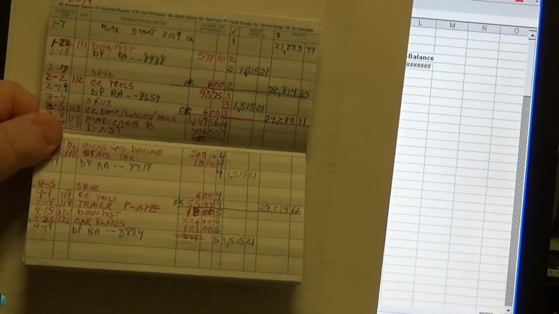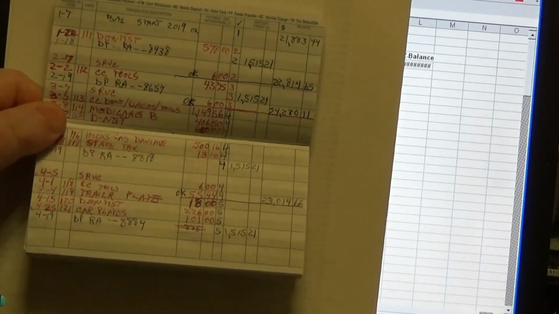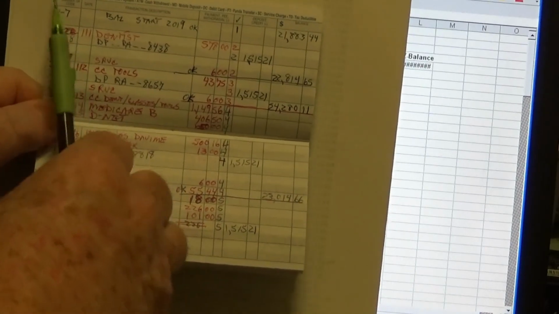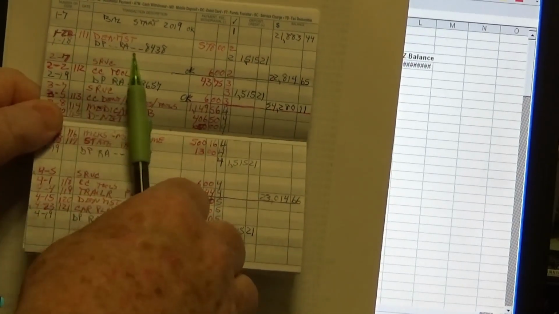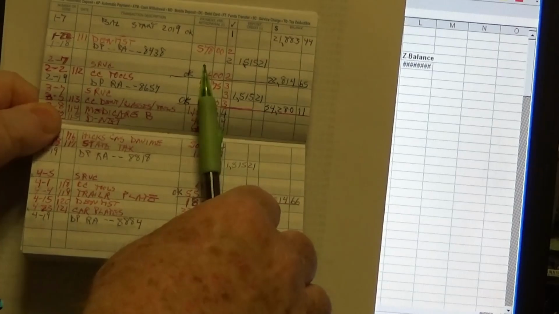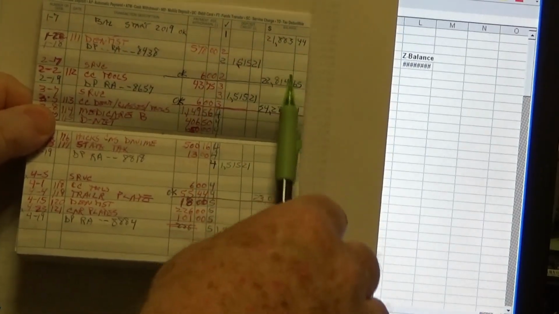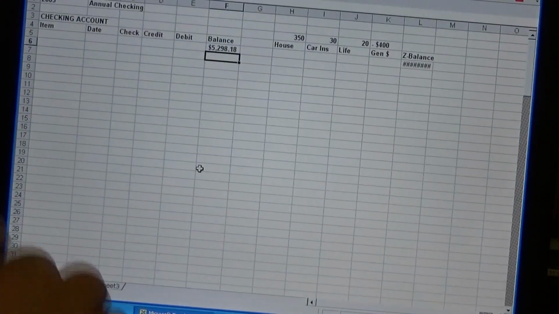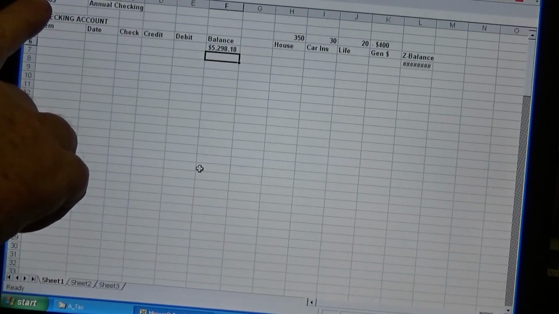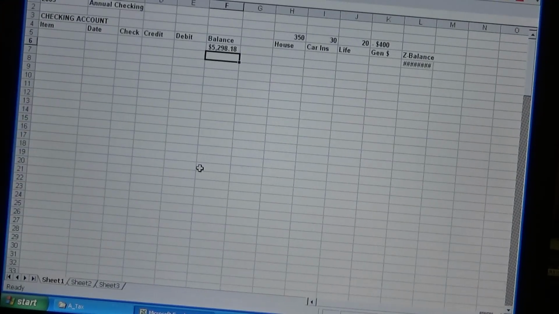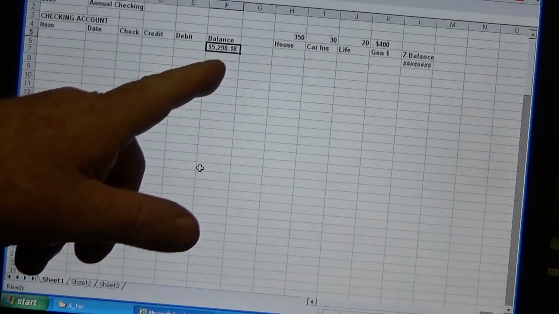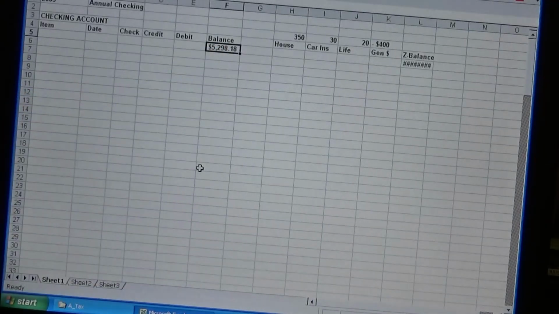First thing I do to duplicate the checkbook register is to copy the columns of information: the date, check number, item description, credit, debit, and balance. Put that into the spreadsheet. This is for a new year, and for me this is going to be what I did in 2003. So here's the balance carried over from last year. This is our new starting balance.